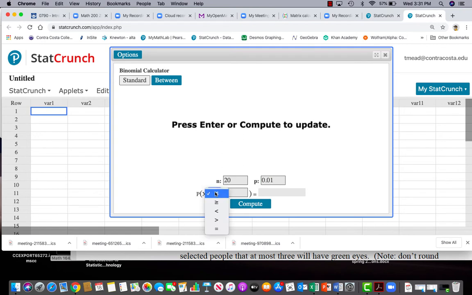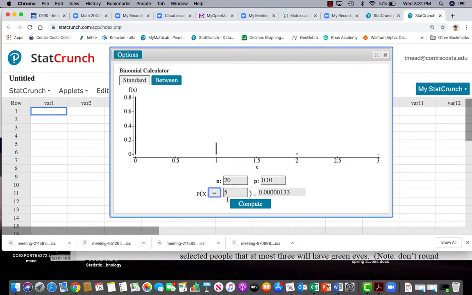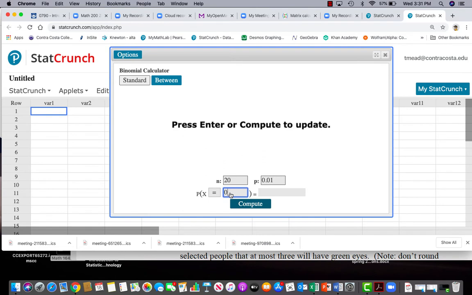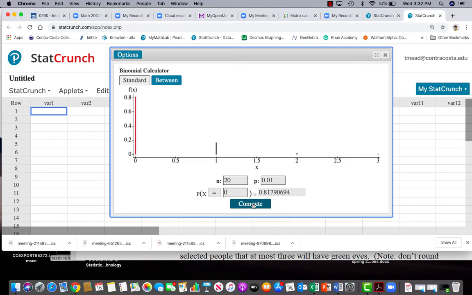And the first question we were going to ask is, what's the probability of having nobody with green eyes? If we click compute, the probability of having nobody with green eyes is equal to 0.8179. So it's a pretty likely scenario, right? Because if only 1% of people have green eyes, it's likely you're not going to have very many people with green eyes. And so having nobody with green eyes is a fairly high probability. All right, so that's the first part.